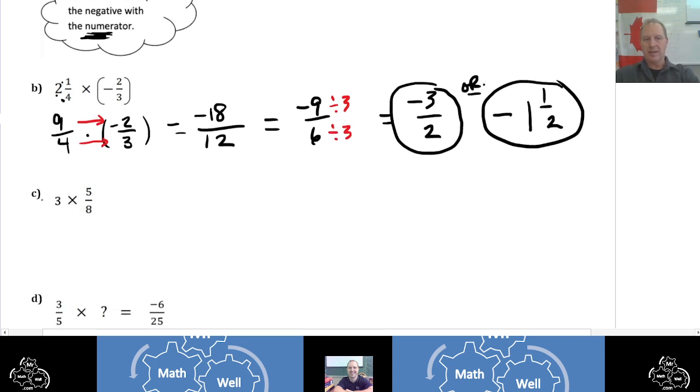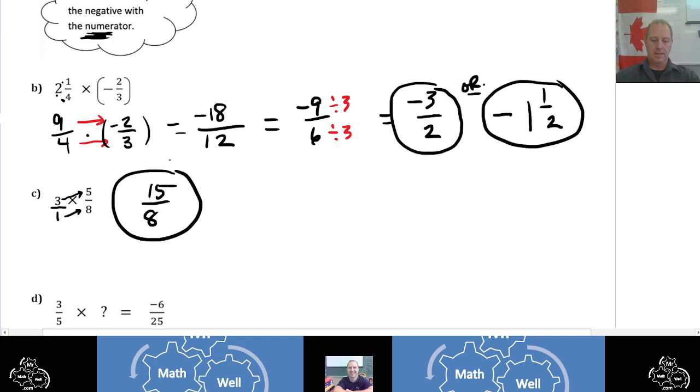Now with C here, okay, if you have a whole number times a fraction, it's best to envision or view this whole number, this 3, as a fraction over 1. And that's a great way to do that. Because now you just look and say, hey, 3 times 5 over 1 times 8 is 15 over 8. Done. Boom.